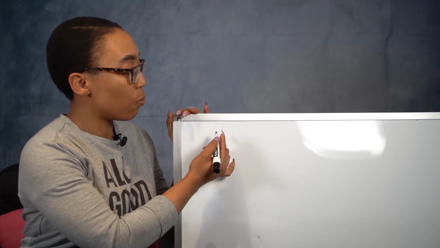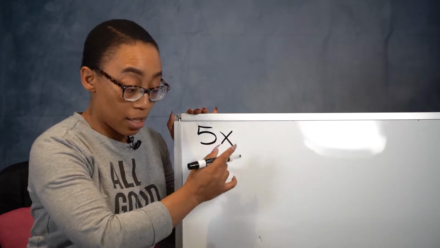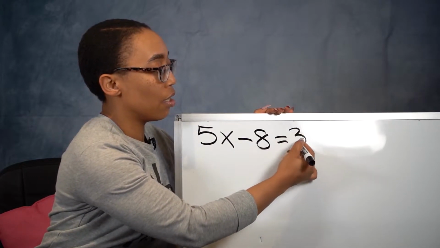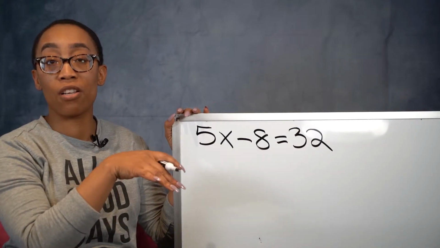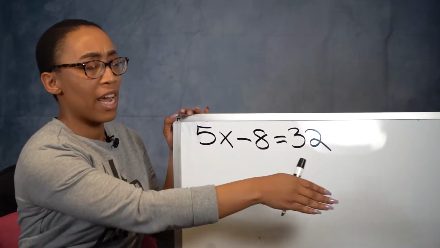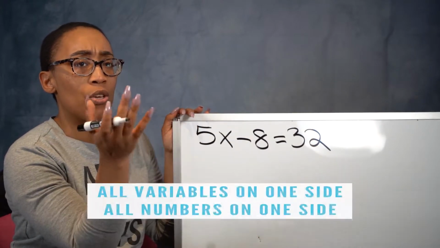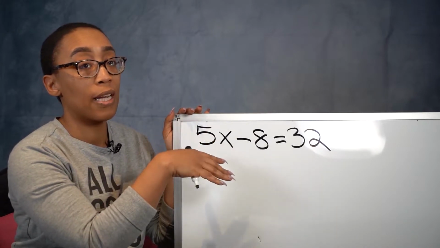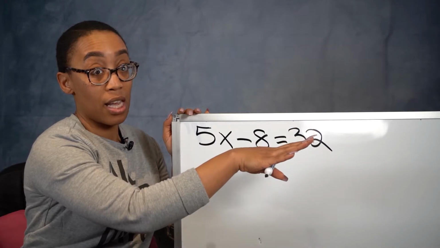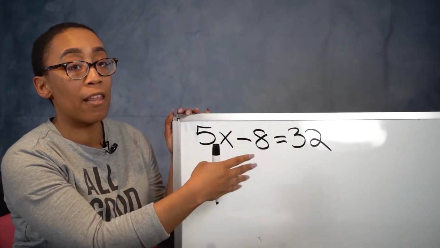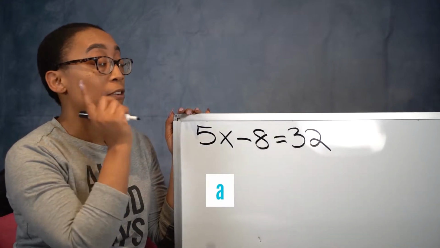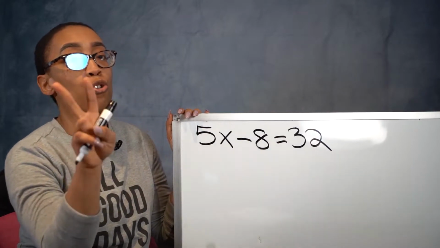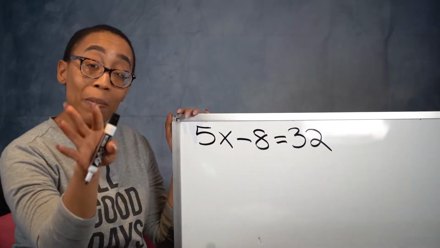Okay, so our first problem is 5x minus 8 equals 32. Whenever you're solving algebraic equations, you always want to make sure that you get the variables, or the letters, on one side of the equal sign and the numbers on the other side. In order to do that, you have to do some math functions. However, remember, whatever you do on one side of the equal sign, you have to do on the other side. Those are the two most important rules. If you remember those, you should be okay.